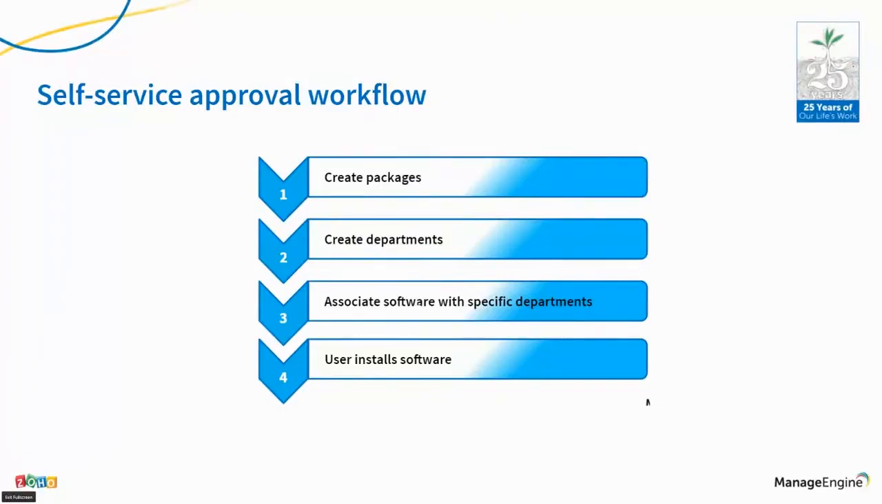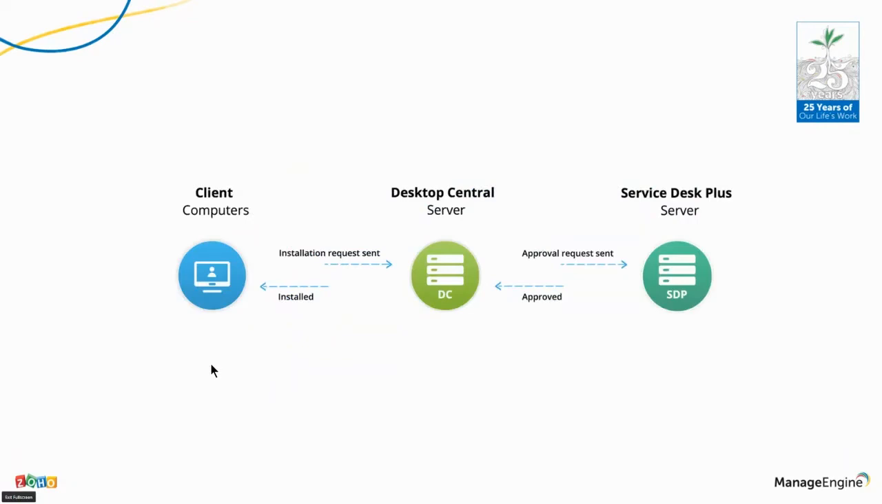So if you look at the flow, you can create packages, you can create different departments in Desktop Central. Like I said, you can create specific groups for finance, specific groups for IT, and map those packages to those departments and associate the softwares to those departments. And then you can have the user raise a request on the self-service portal. This is how the flow works.